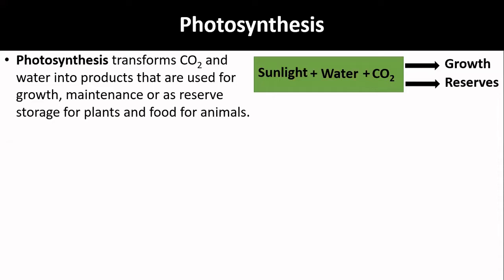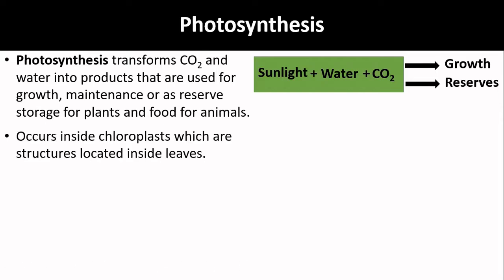So green plants have the ability to do photosynthesis, which is the primary mechanism for energy input and for life in general on Earth. Through light capture, plants are able to transform carbon dioxide and water into energy that is used for growth, maintenance, or as reserve, as energy storage in the plants.